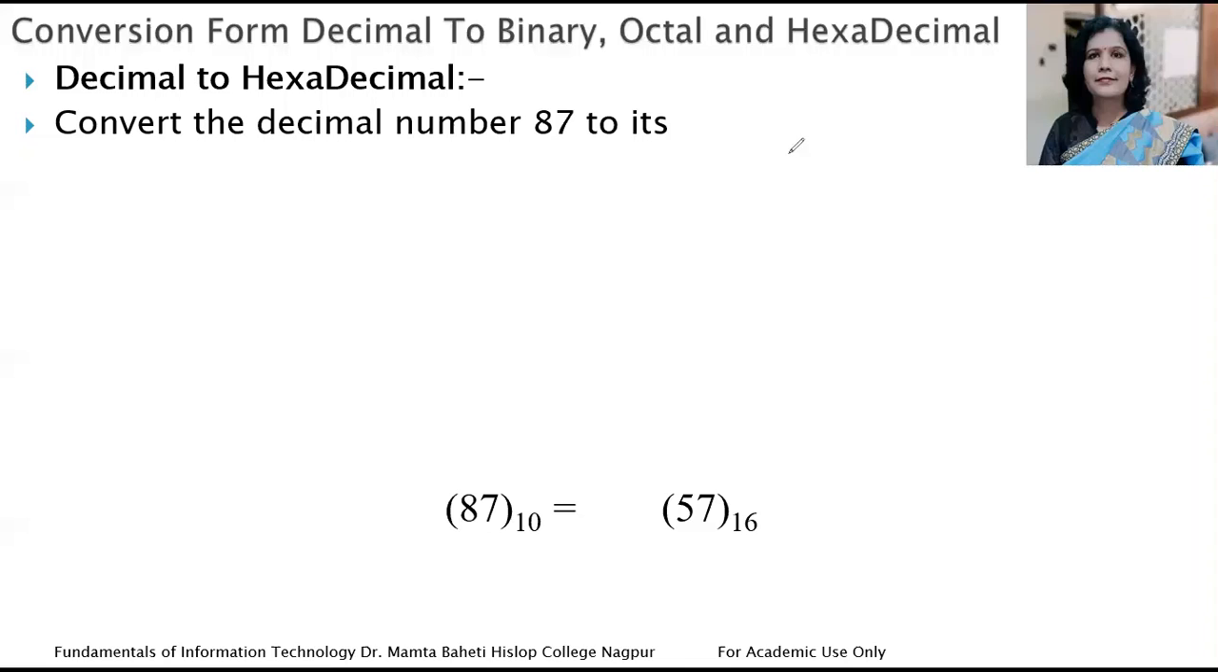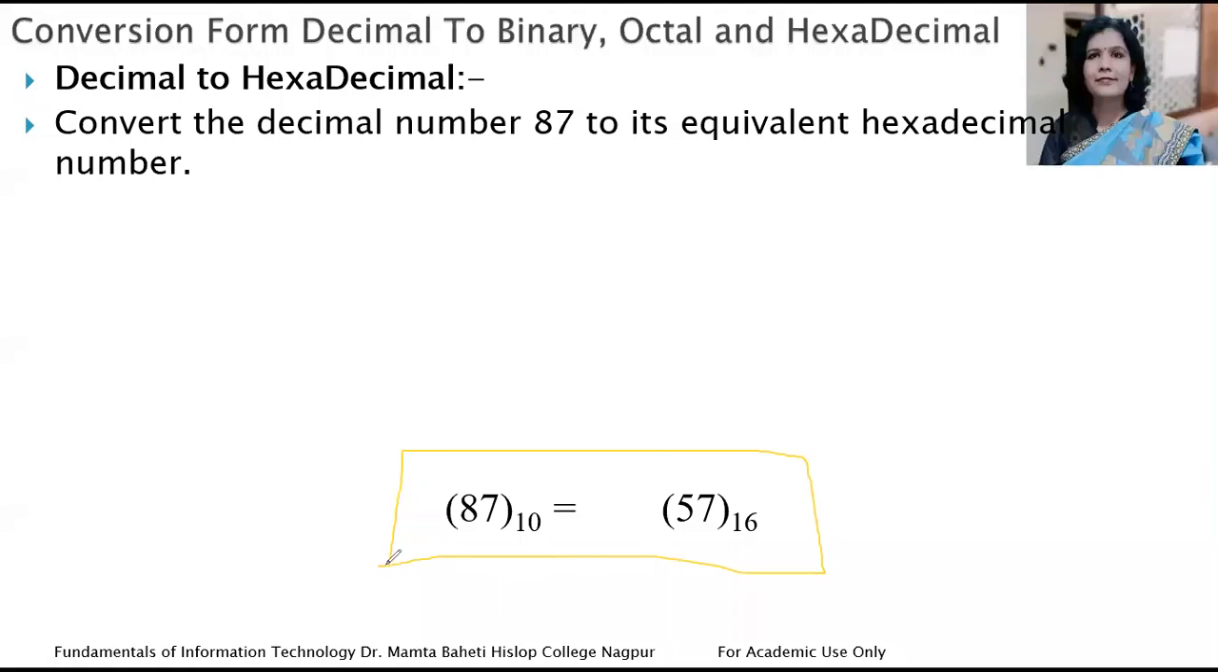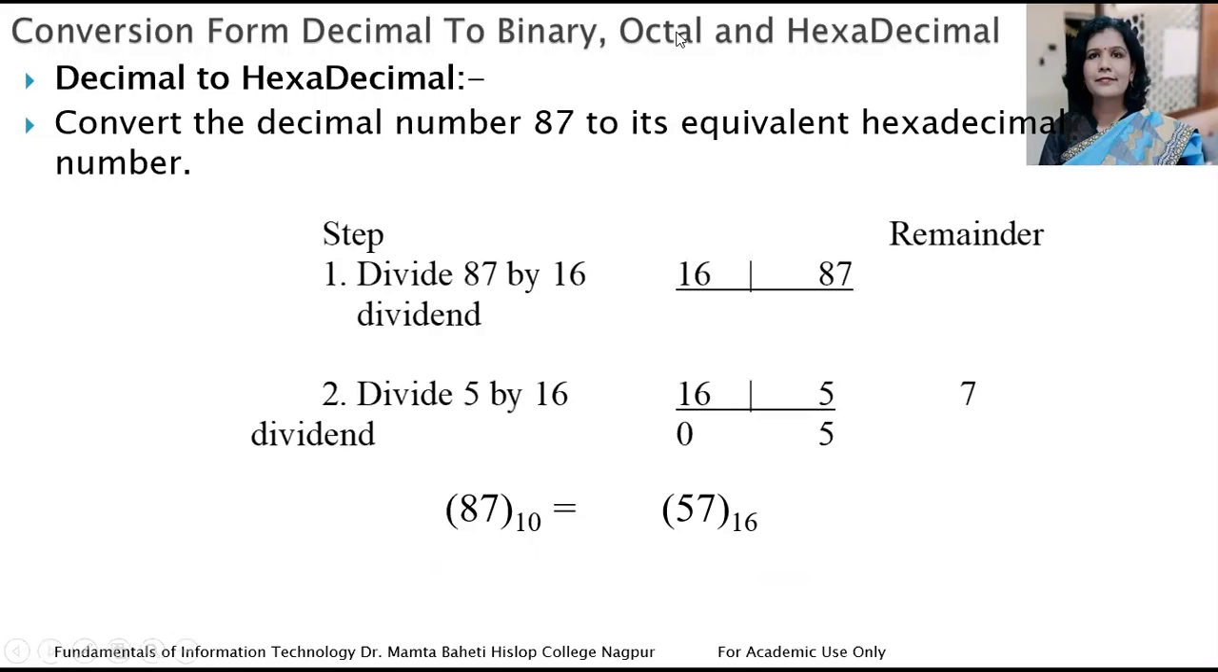Okay. So now here one example is there in front of you. 87 in decimal, its equivalent is 57 in hexadecimal. So how this number is achieved, we'll see in details. First thing is divided by 16. जिस नंबर सिस्टम में आपको कन्वर्ट करना है डेसिमल से, डिवाइडेड by that number. So here we have to convert it into hexadecimal. So we are dividing it by 16.